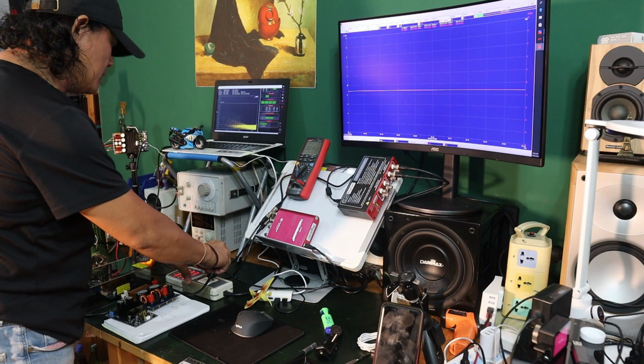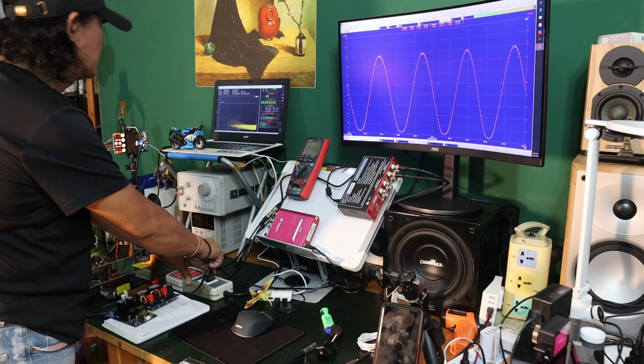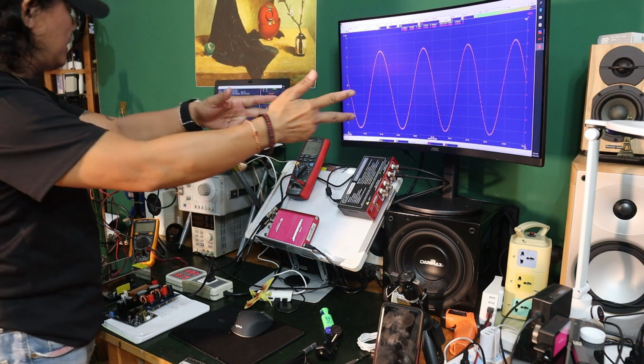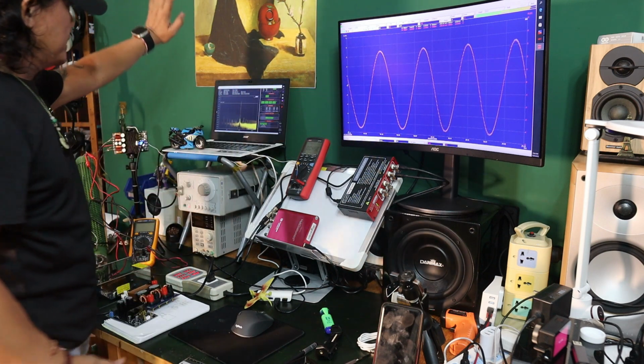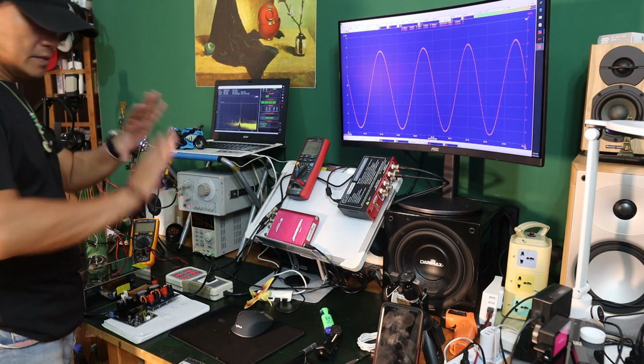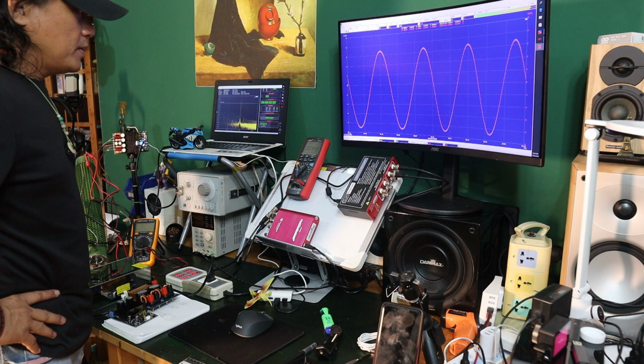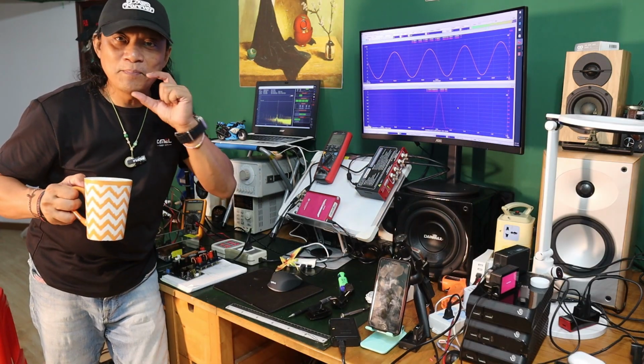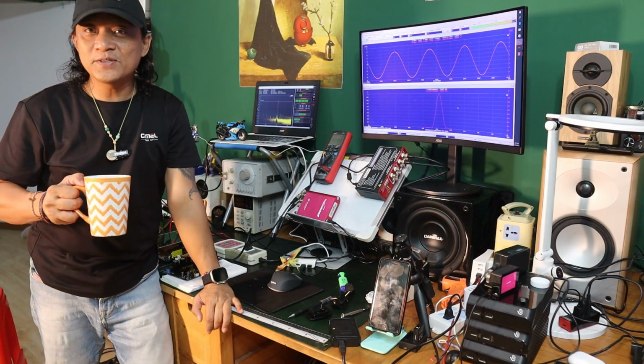3, 2, 1. We got a signal on the oscilloscope, a sine wave, and we got the signal on the QA401. That ends the problem. I can go to bed with a big smile that I finally solved my problem.